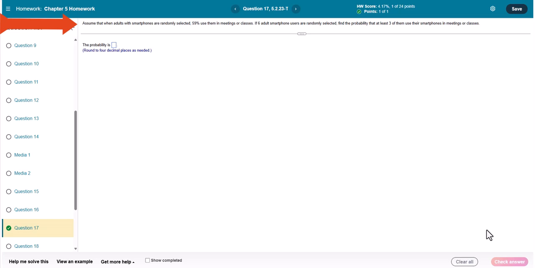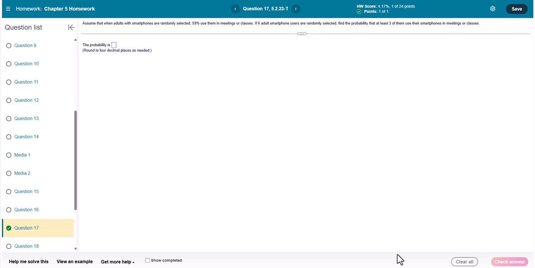Assume that when adults with smartphones are randomly selected, 59% use them in meetings or classes. If 6 adult smartphone users are randomly selected, find the probability that at least 3 of them use their smartphones in meetings or classes. First, we need to realize that this question involves the binomial probability distribution.